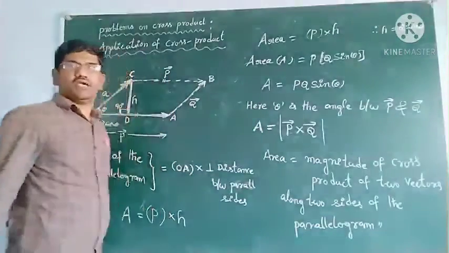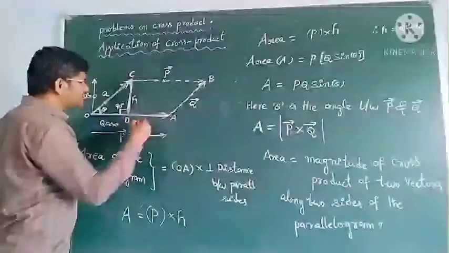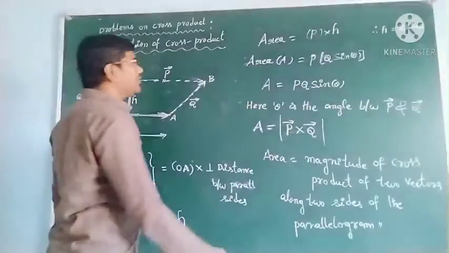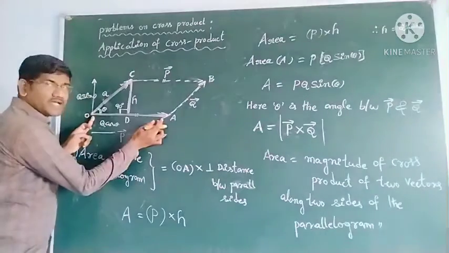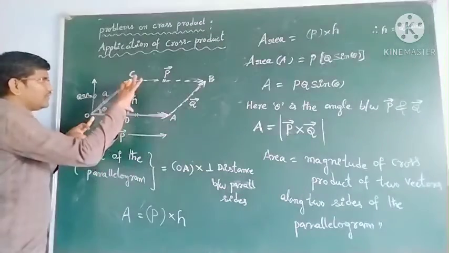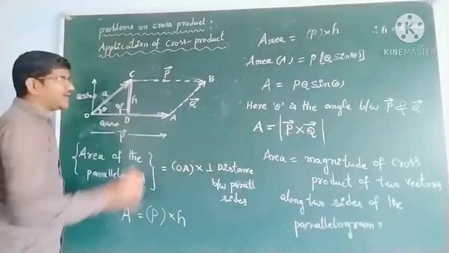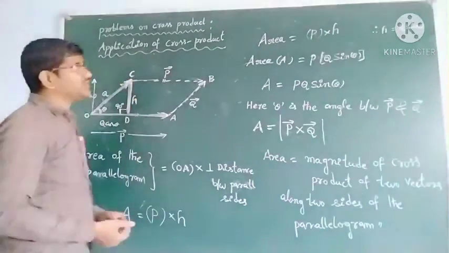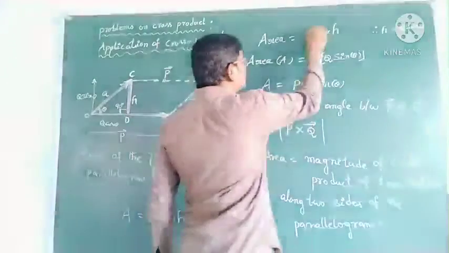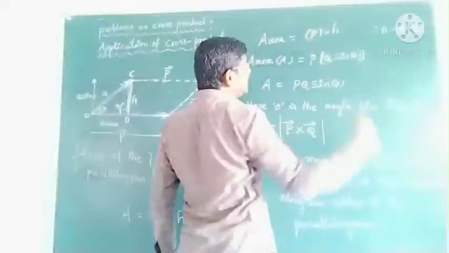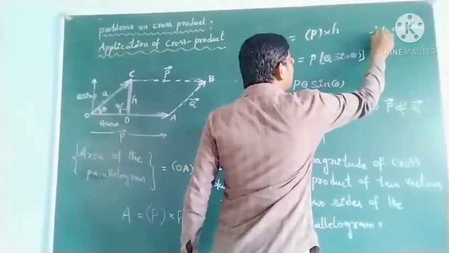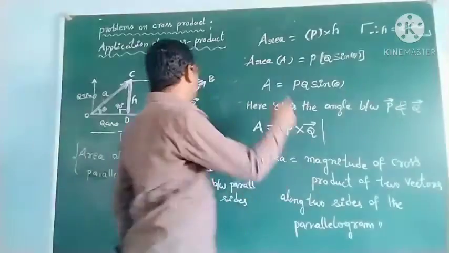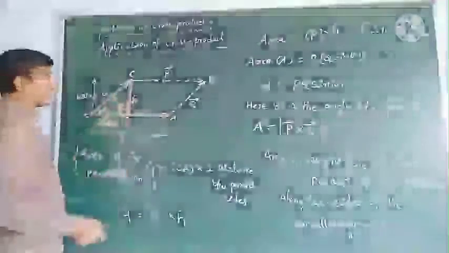So fine, if two vectors are acting along the two adjacent sides of a parallelogram, then the area of the parallelogram is the base of the parallelogram into the perpendicular distance between the two parallel sides. The perpendicular distance between the two parallel sides you write as h. Then you are getting area is equal to p into h, and here h is equal to q sin theta.